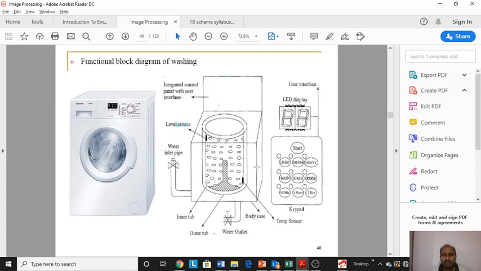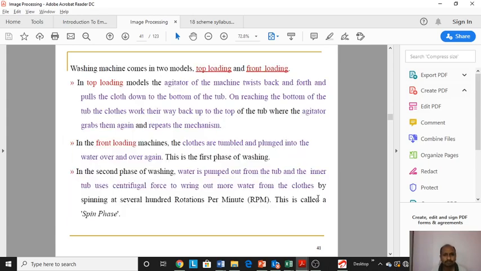There are several buttons, or several keypads, in order to start the washing machine. This is the start button, right? This is choosing what type of cloths we are using: light, medium, heavy, wash, soak, and rinse. Soak and rinse are two very important options given in the washing machine. Okay, this is how we set the timings: 30 minutes, 1 hour, 2 hours, and so on. Right. So this is the general functional diagram of a washing machine.